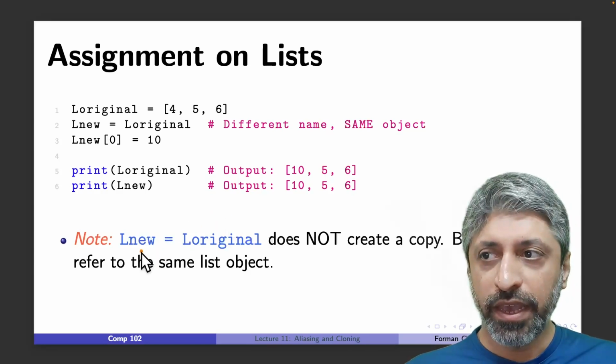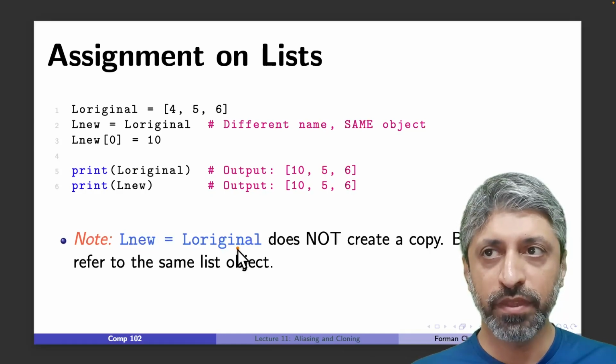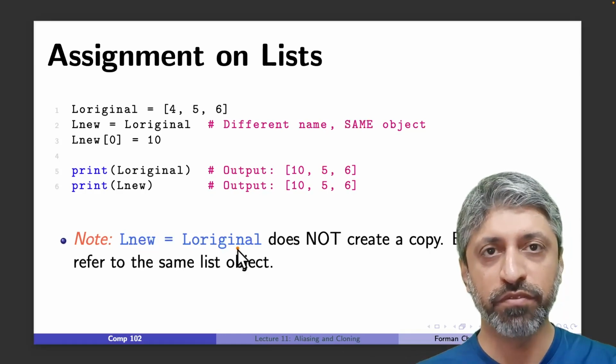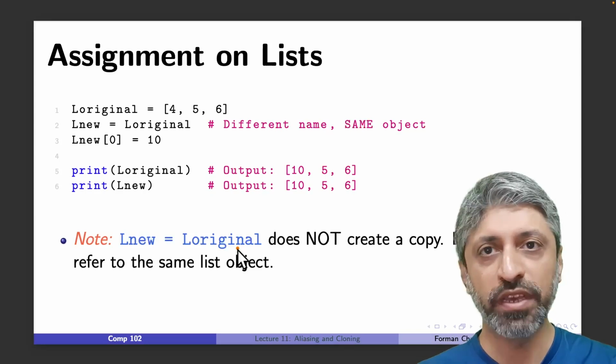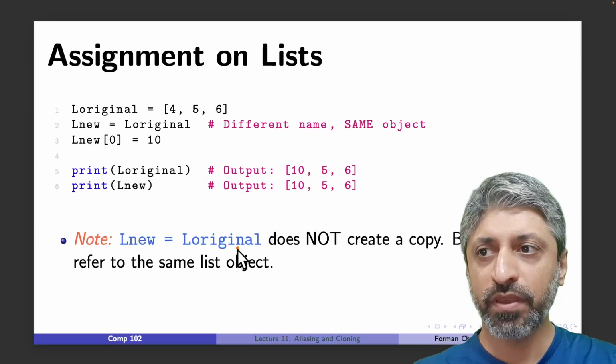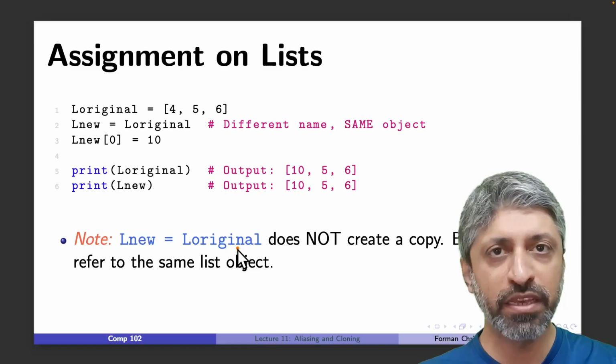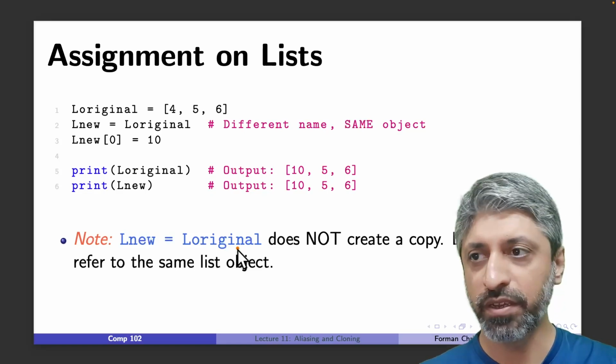So L new equals L original. It does not create a copy. It just creates an alternate, another different name for the same thing. So एक ही बोतल के ऊपर दो लेबल चिपका देगा. That's for the list you have to keep in mind. In fact, for any mutable object you have to keep this in mind.